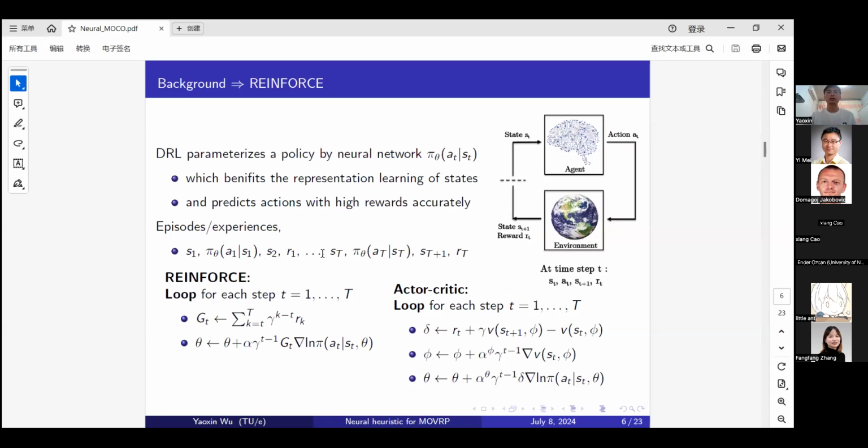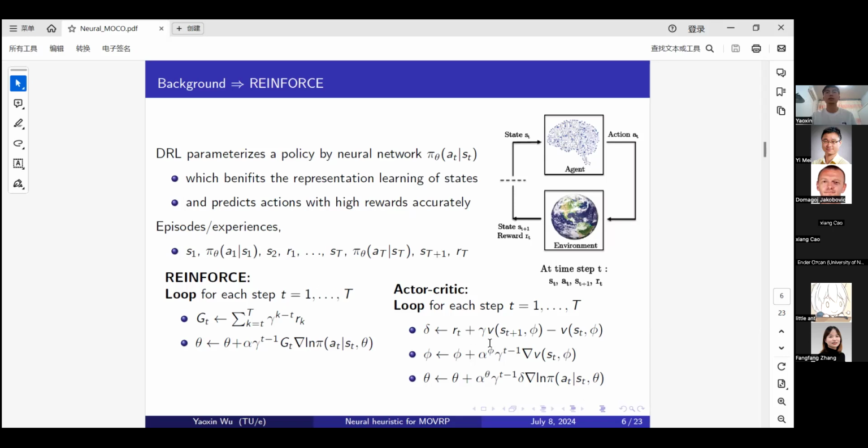We can let the agent interact with the environment, where the environment means a problem instance. We can let the agent interact with the environment and collect the trajectory of states and actions, and then we can put this trajectory into the reinforcement learning algorithm.